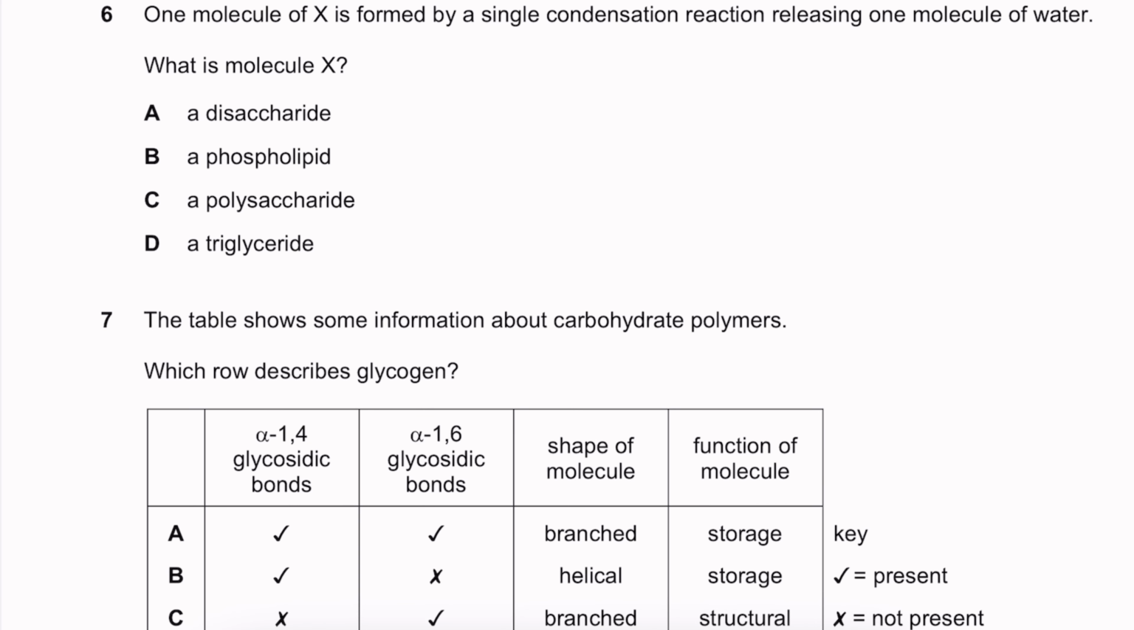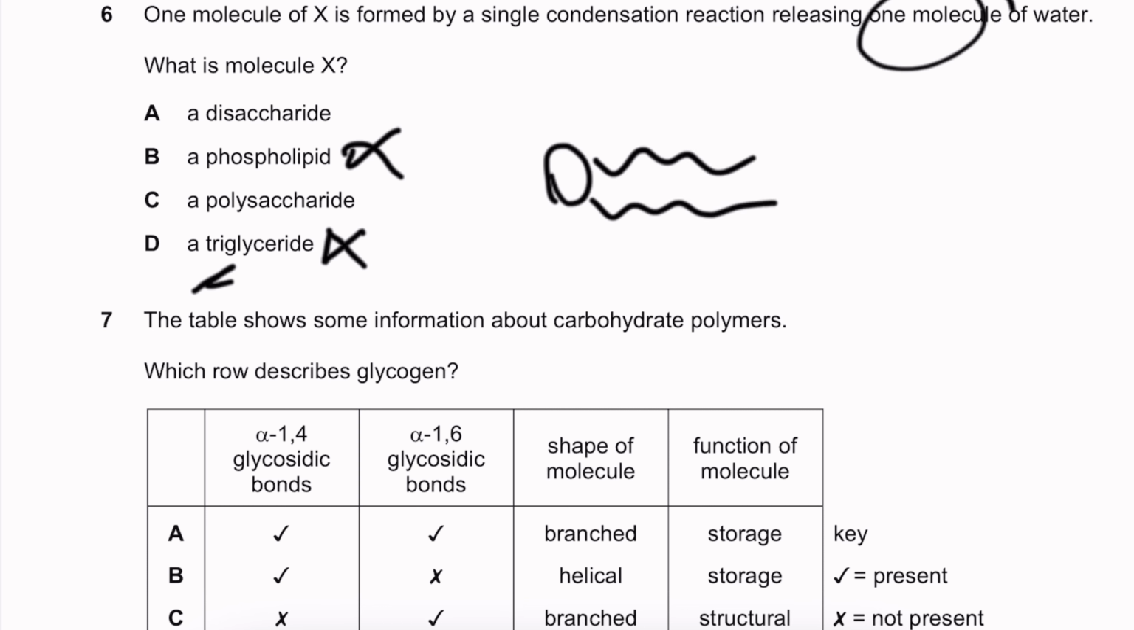6. 1 molecule of X is formed by a single condensation reaction releasing 1 molecule of water. What is molecule X? So 1 molecule of water should be a hint because you should know to not choose a phospholipid. It's wrong. Rather, you choose a triglyceride because triglycerides are going to release 3 molecules of water. Phospholipids will release 2 molecules of water, and that's by their names. Tri means there are 3 ester bonds.